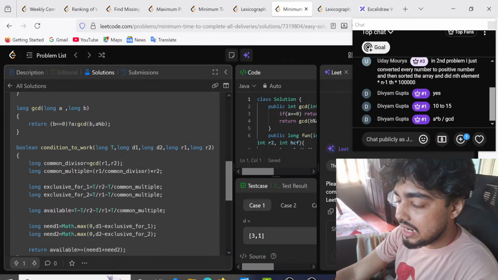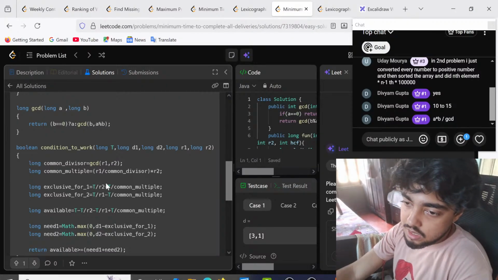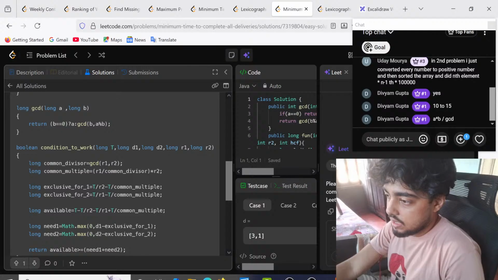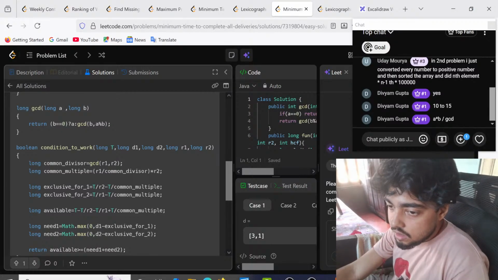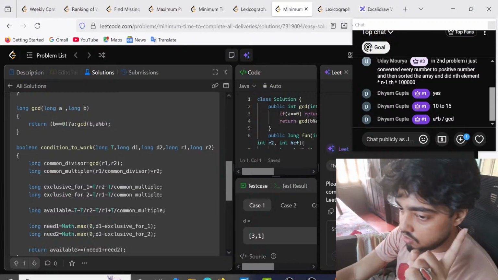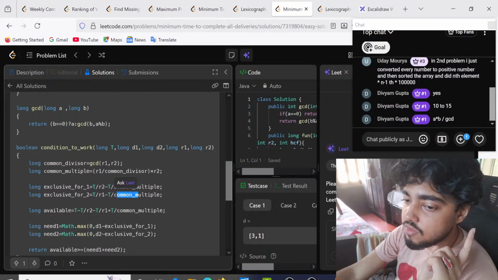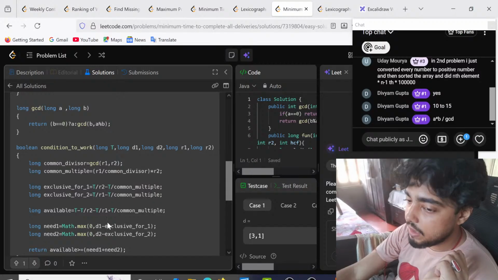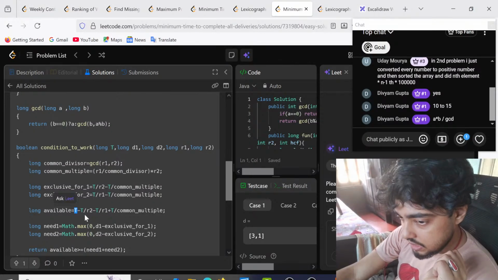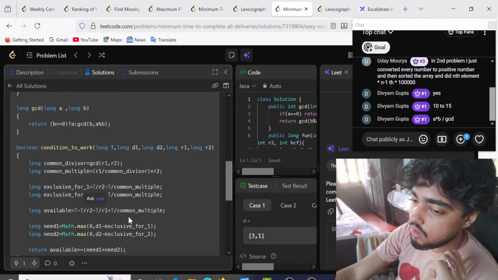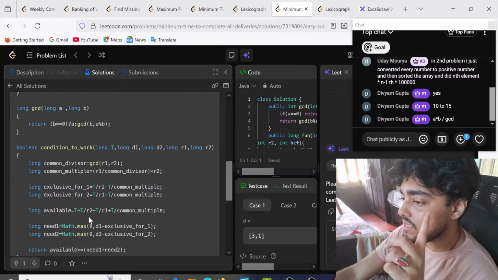So, it means that over here, what am I going to get? The positions where only drone 2 is not going to work. And this is for the positions where only drone 1 is not going to work. Okay. Now what is the available? Available is T minus T by R2 minus T by R1 plus T by common multiple. That is the paths that are available.